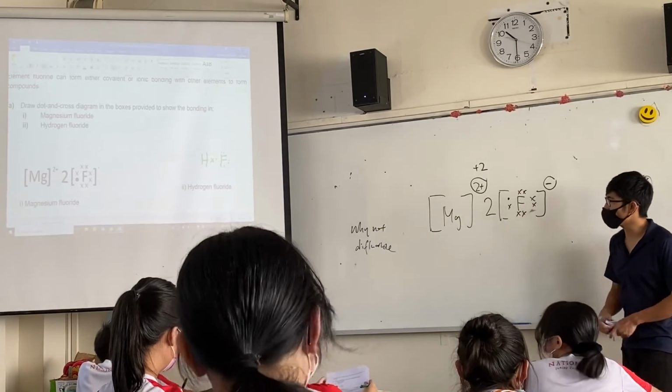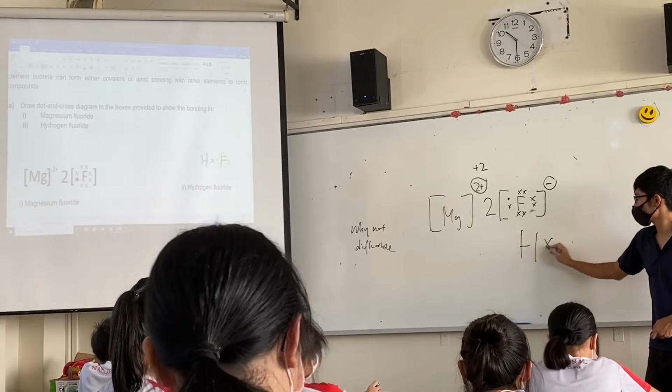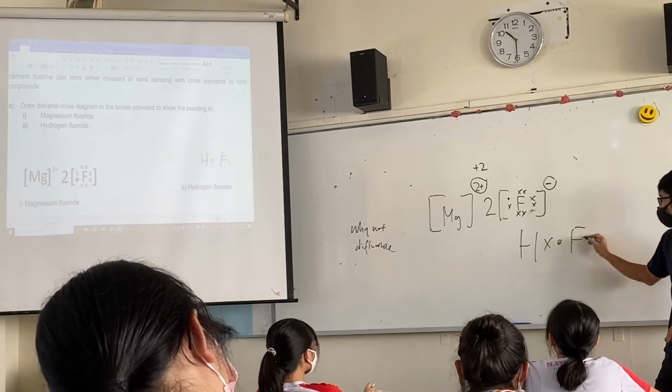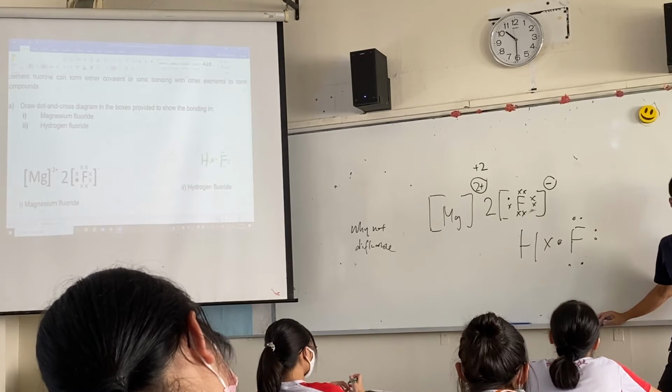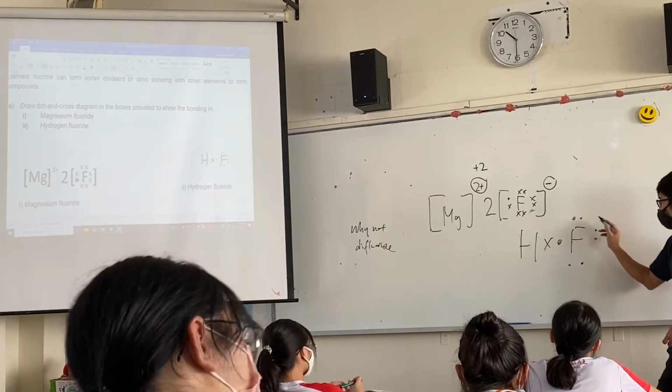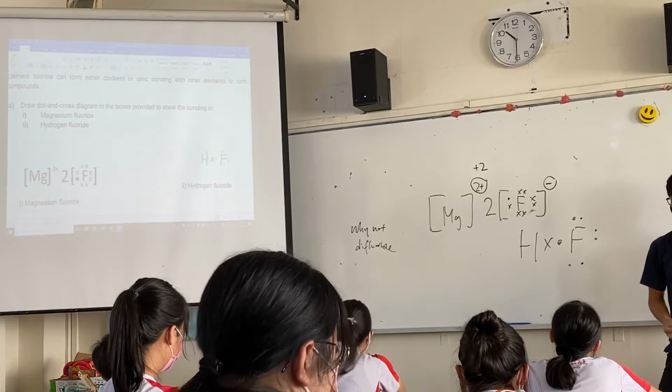Next, for hydrogen fluoride, this is what you should get. Check that fluorine has only 8 valence electrons: 1, 2, 3, 4, 5, 6, 7, and 8. Then you should be okay.